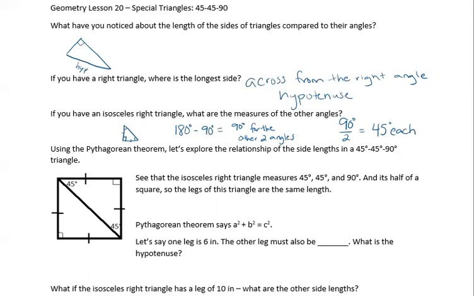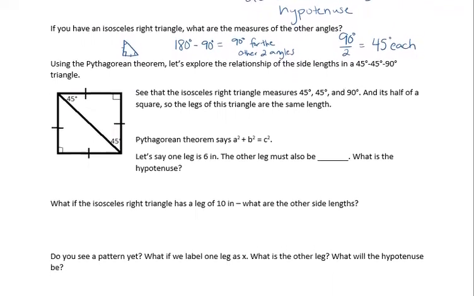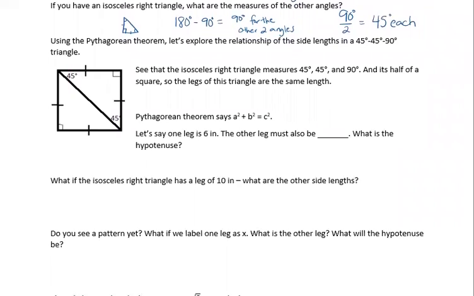Using the Pythagorean theorem, we're going to explore the relationship of the side lengths in a 45 degree, 45 degree, 90 degree triangle. For short, we just say 45, 45, 90. But you have to understand that that is the degree measurement of the angles of the triangle. So I look at this and I see an isosceles right triangle. It's inside of a big square. So the legs are the same length. That means that these angles are the same and they're half of what's left, half of the 90 that's left, which is 45 degrees each.